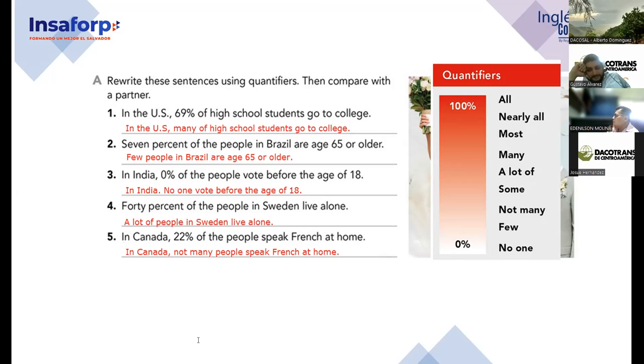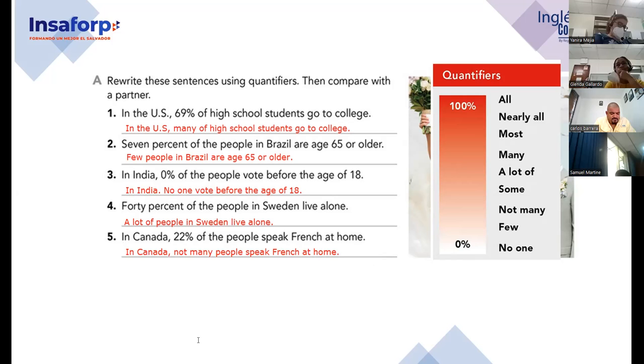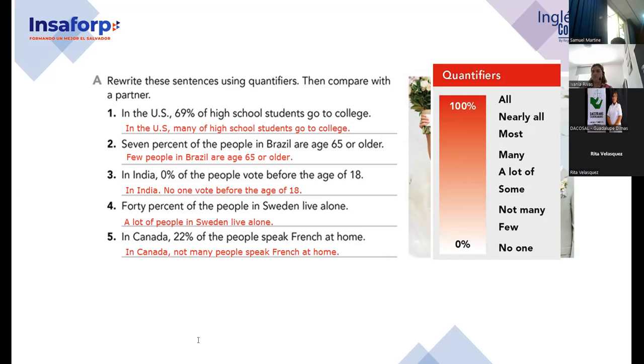Look, now let me ask some of you, but now with El Salvador's information. Same information, but now let's talk about El Salvador. ¿Qué piensan del Salvador y cuáles serían nuestros quantifiers? Let's see. Ivania, number one. ¿Cómo expresaríamos para El Salvador number one? High school students go to college. ¿Se acuerdan qué es college? Do you remember what is the meaning of college? ¿Qué era college? Bachillerato. No, no es bachillerato. ¿Qué está diciendo? Technical. Muy bien.